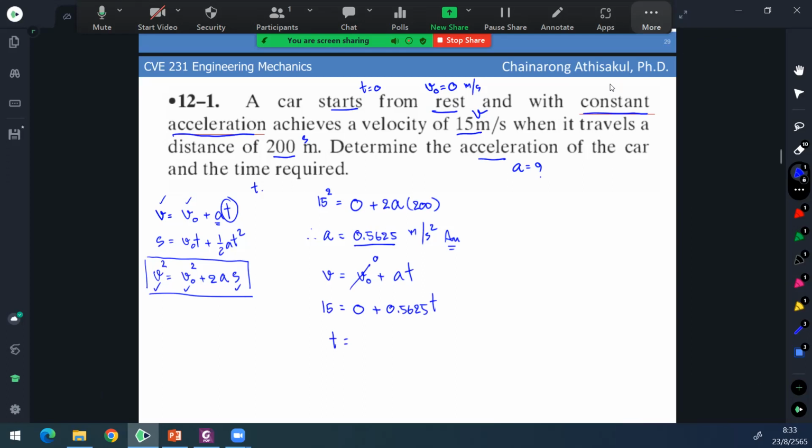That is, t equals 26.67 seconds. Sorry, 26.67. This is the answer for this problem. In the next video we will solve another basic problem, still with the case of constant acceleration also.